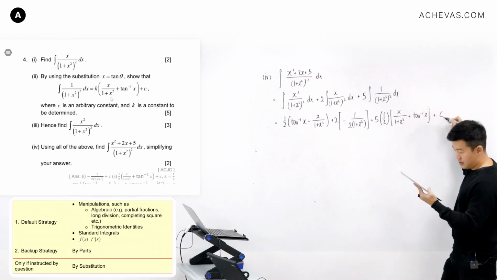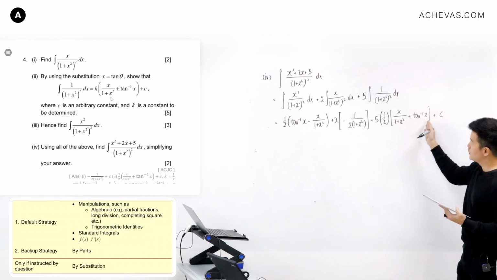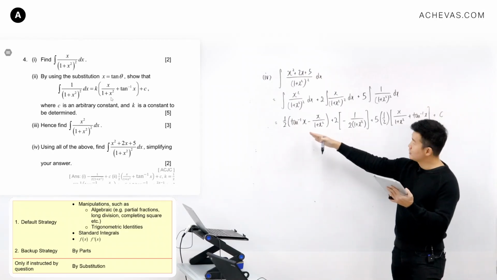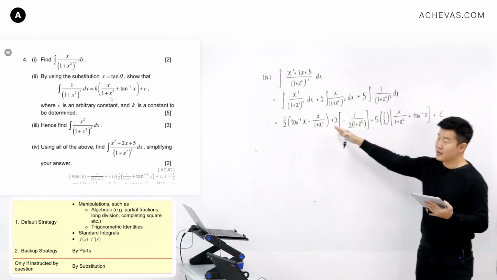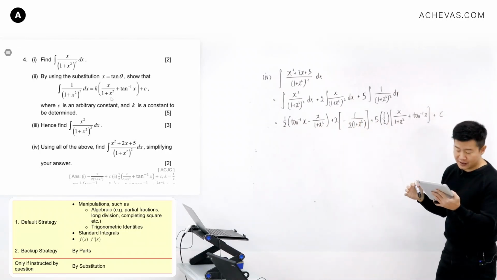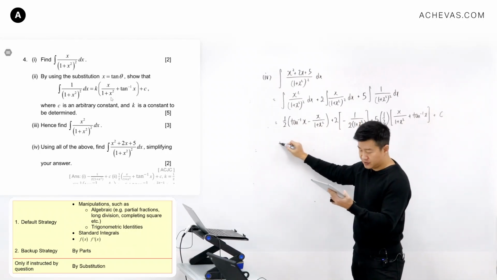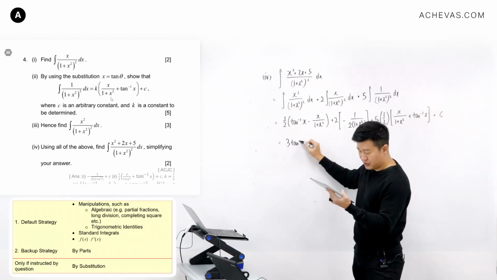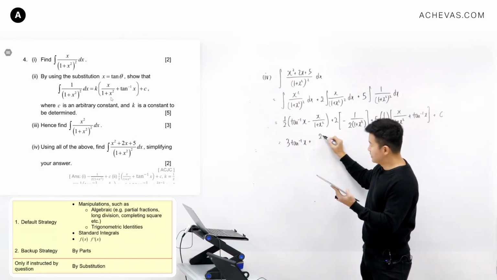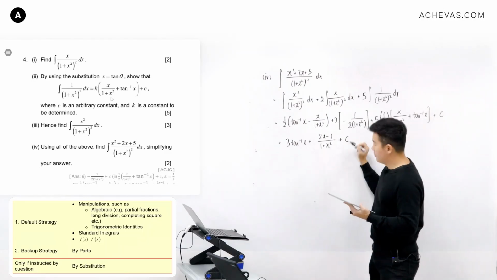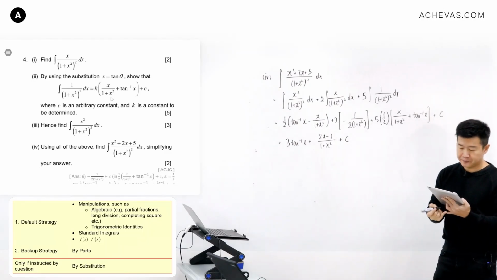So I have this plus c, and if I were to just consolidate all the tangent inverse x together and grouping all the rest of the algebra together into one single expression, you are going to end up with this 3 tangent inverse x plus 2x minus 1 over 1 plus x squared plus c.